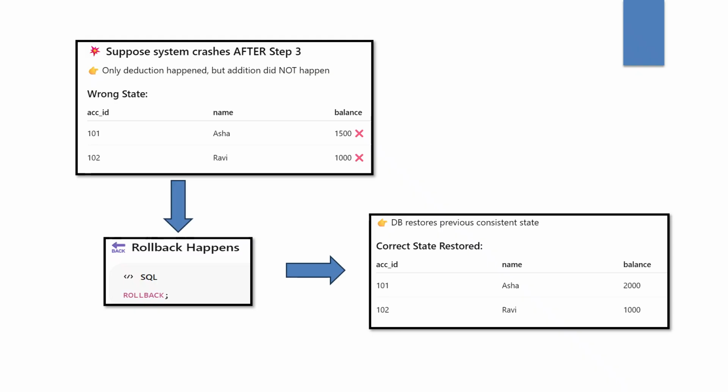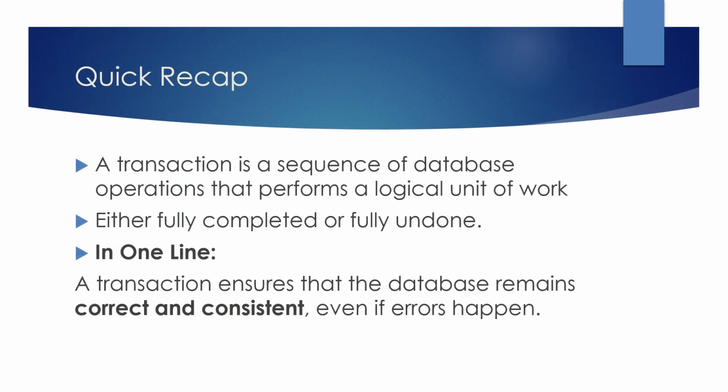So in this way, for the transaction, we are taking care that all the operations must execute completely or it should be rolled back. Quick recap for the transaction. A transaction is a sequence of database operations that should be performed as a single logical unit of work. It will be either fully completed or it has to be rolled back.